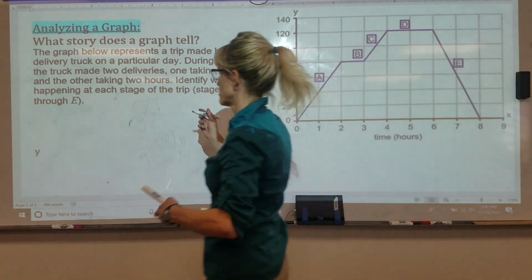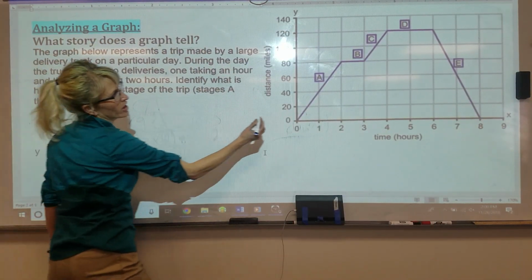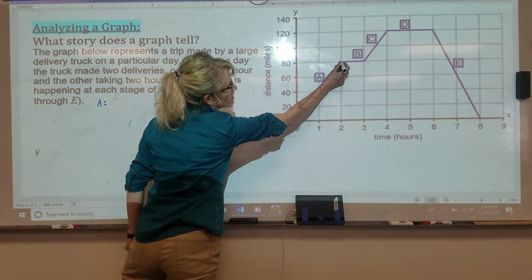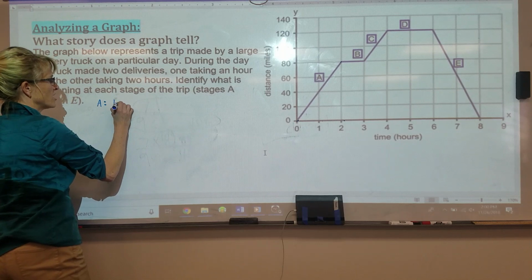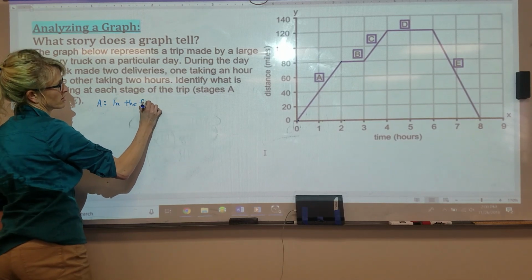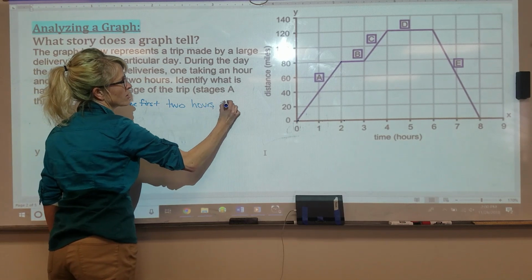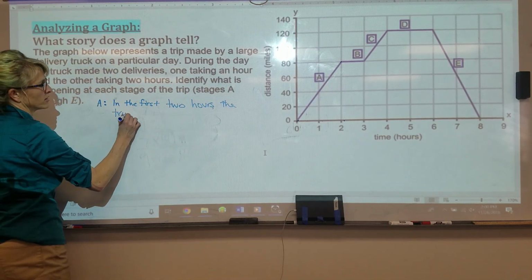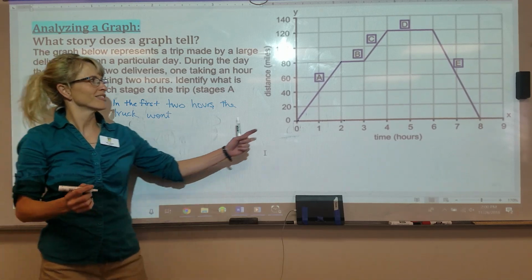So let's break it down. I'll show you how I want you to write it. Interval A went from here to here. It went from 0 to 2 hours. So in the first 2 hours, the truck went where? Now, did it go up a hill?